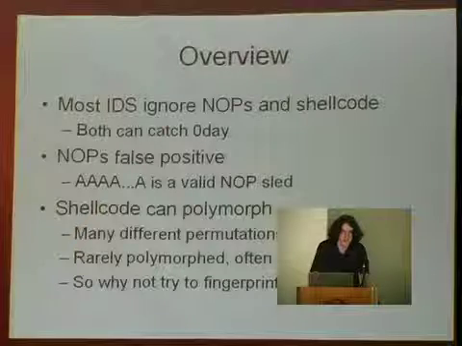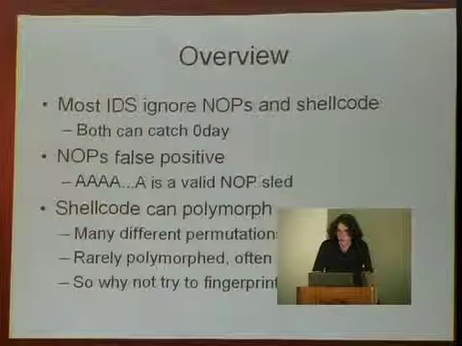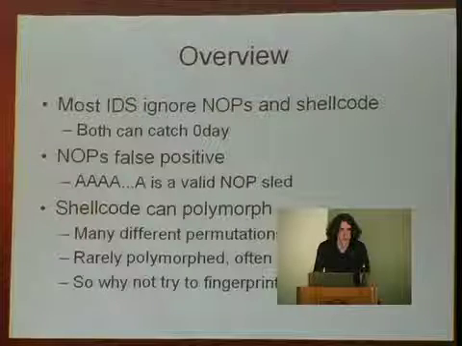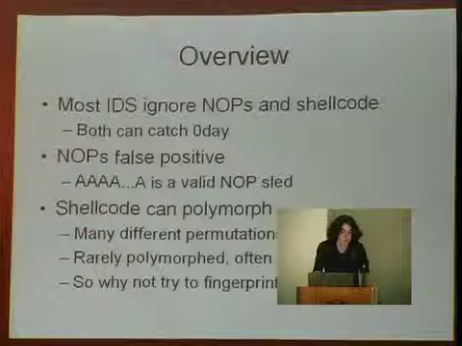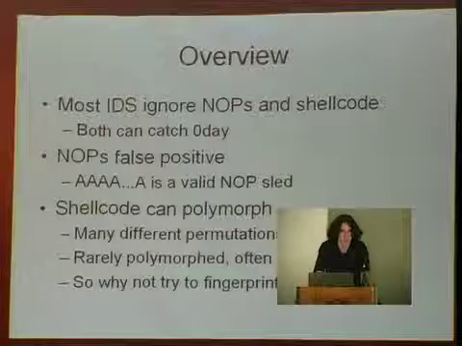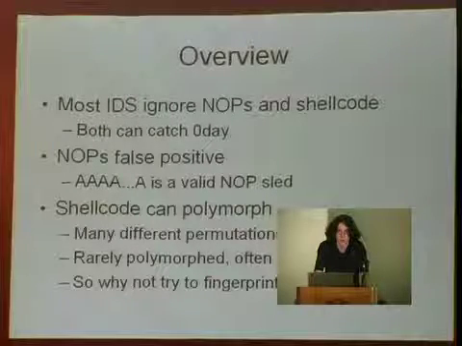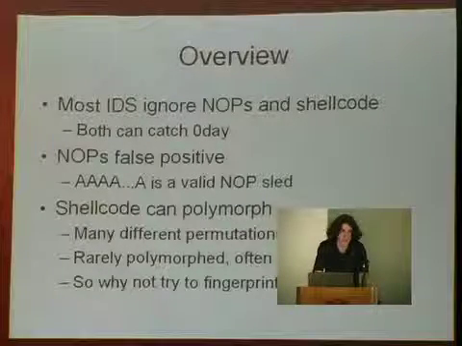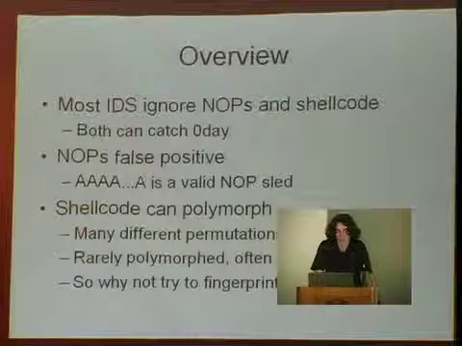A lot of IDS systems ignore NOPs and shellcode. If you look at Snort, they have fnord for NOPs, but I believe that's turned off by default. And they have a shellcode.rules, but that's also turned off by default. Both can catch 0-day. I mean, both are in exploits everywhere. So it would be useful to actually be able to use this effectively if it didn't false positive so much or wasn't so hard to implement.